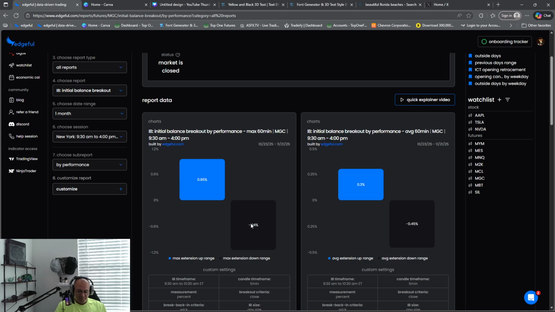All right. So what I want to look at here is take profits, max 1%, okay, on both sides. All right. Now the average here is going to be a little bit different. It's going to be 0.3 and 0.45. Okay. So I'm going to make a little side note there. On the average, I'm looking at 0.3 up and 0.45 down. Okay, that's the average.